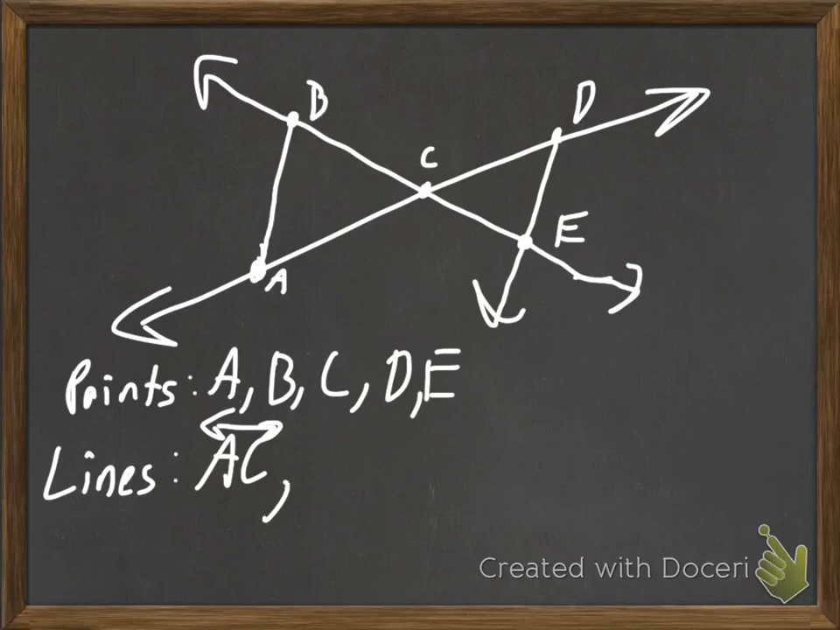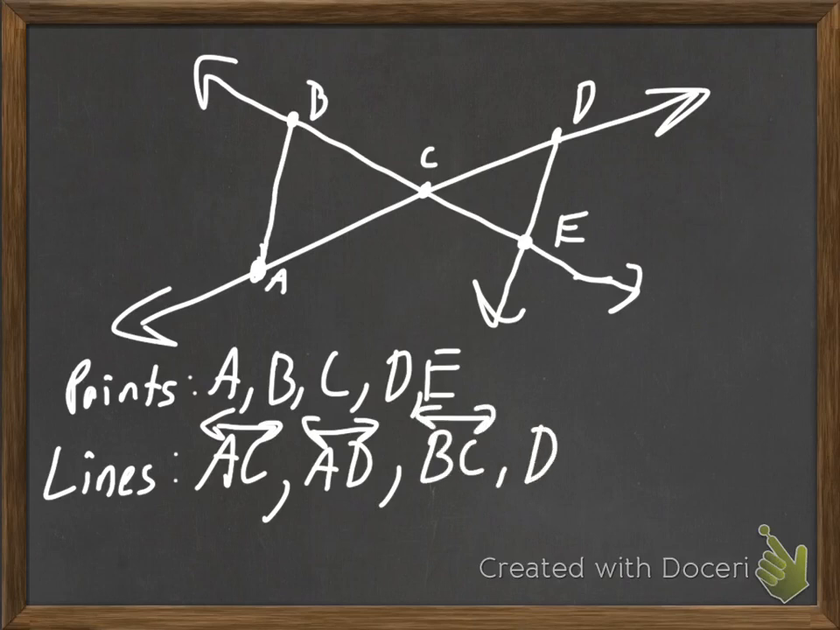AD is also a line. I know that AD and AC are the same line when you think about it, but it's just a different way of looking at it. So that's a little bit different than flipping the letters around. And we have BC and BE also as lines. So BC is also a line, and BE is also a line.